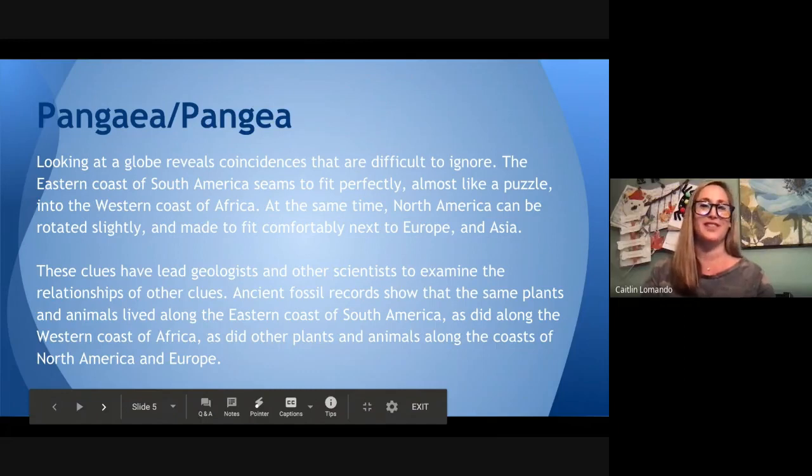These clues have led geologists and other scientists to examine the relationships of other clues. Ancient fossil records show that the same plants and animals lived along the eastern coast of South America, as did the western coast of Africa, as did other plants and animals along the coast of North America and Europe. So geologists and scientists are finding there's all these plants on these different continents, but these continents are quite different. So how do they have similar vegetation?